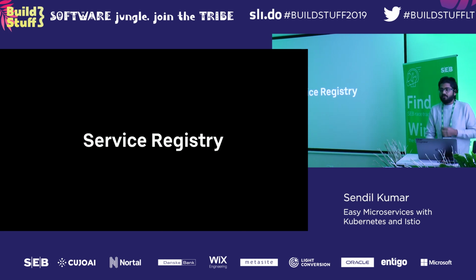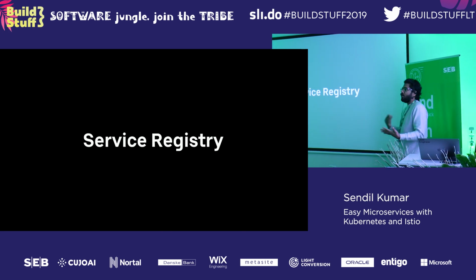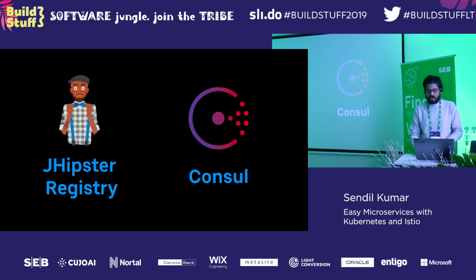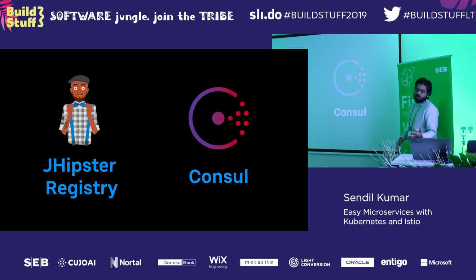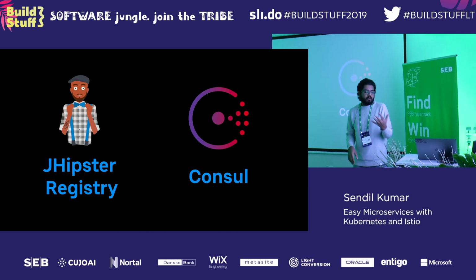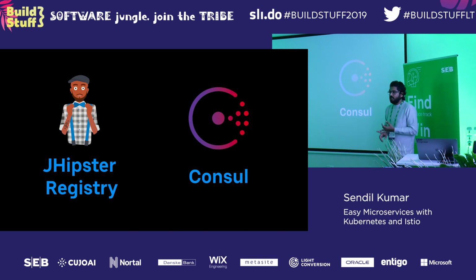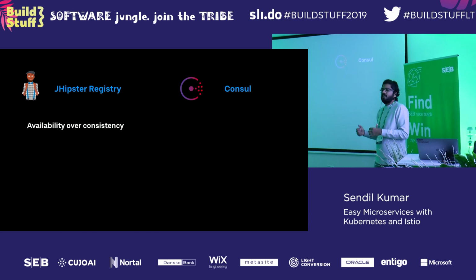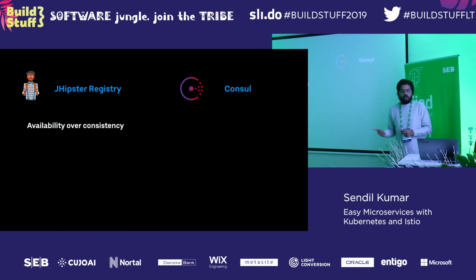And service registry. When you talk about microservices, you have to talk about service registries, right? And for service registries, we have two options. And the third one is Istio, which we will see later. That's why I added it here. But the two options are JHipster Registry and Consul. JHipster Registry is custom built, and it follows the principle of availability over consistency. So at any point of time, it makes sure that a particular instance is available before telling you that the service is available. So that is availability.